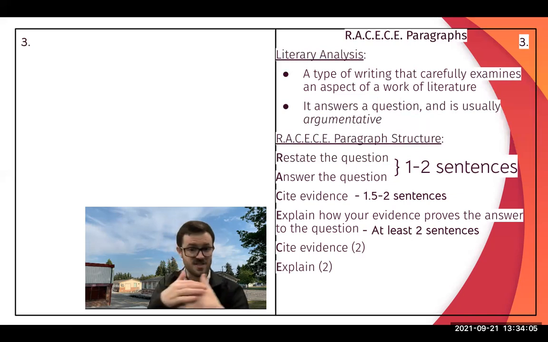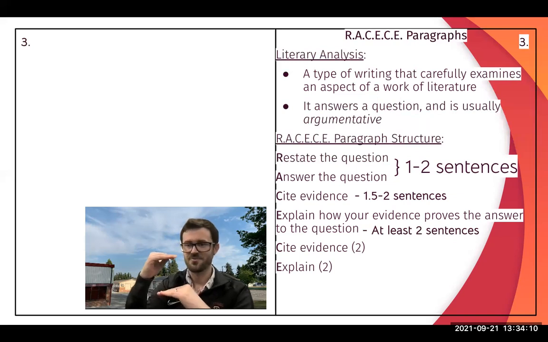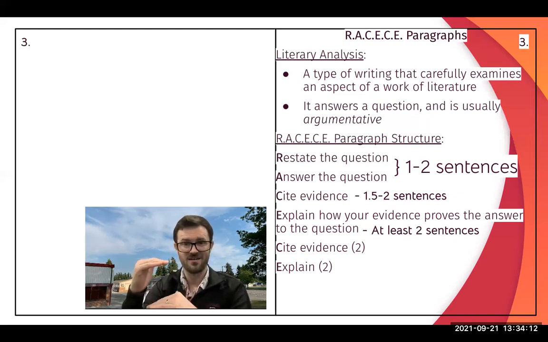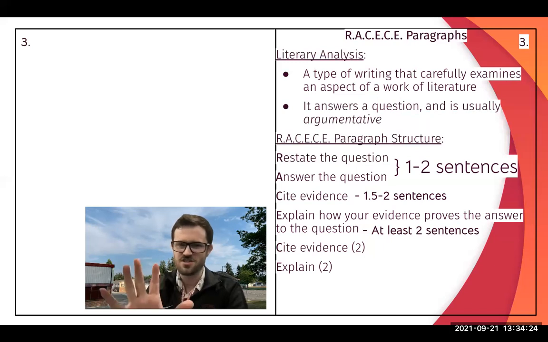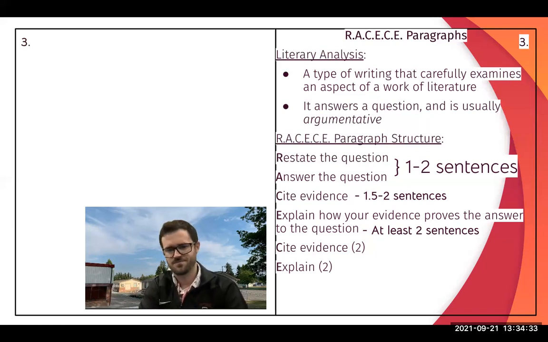Because if you cite a whole paragraph out of a story, holy moly, there's a lot to write about there. And if there is a lot to write about, you need to address it. You need to explain how all of this evidence proves the answer to the question. Usually your quote is just going to be about a sentence, and then your explanation will be 2, etc. I usually write about 3 when I'm doing examples, but at least 2.